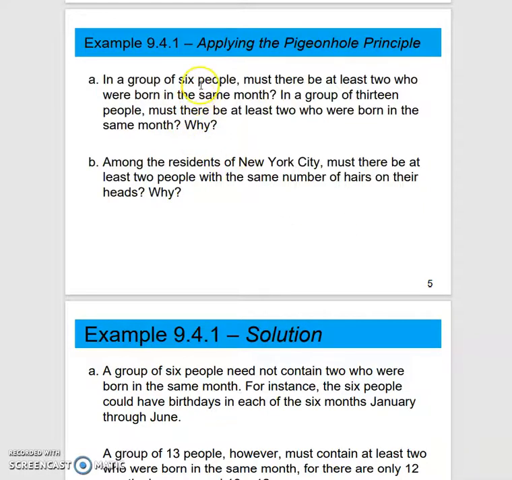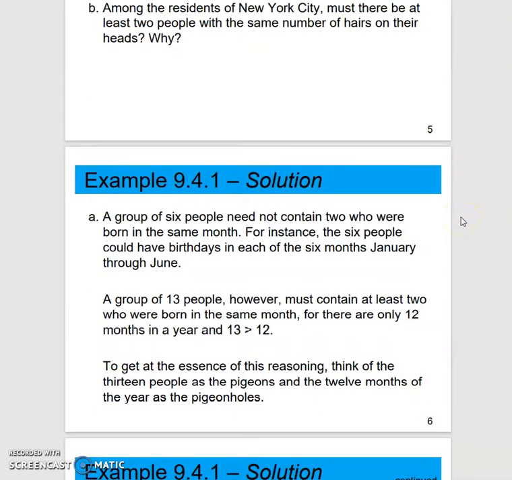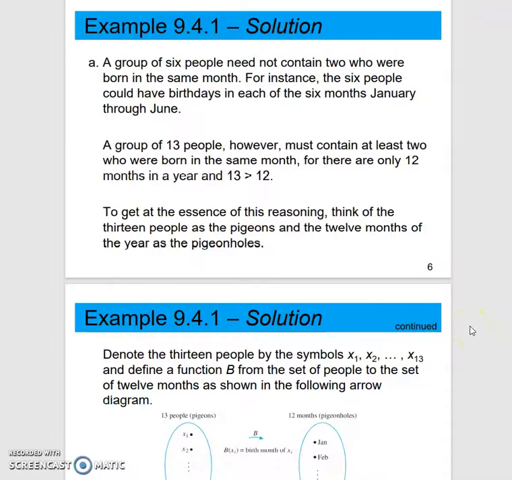So let's say we've got a group of 6 people. Must there be at least 2 who were born in the same month? In a group of 13, must there be at least 2 born in the same month? And in that case, how is that going to actually work out? Well, if we've only got 6 people, we don't necessarily have 2 that were born in the same month. We could have January through June. There's no repeat. But there's 12 months. So if we get up to 13 people, since there's only 12 months, there must be a repeat in there somewhere. And this is using that same pigeonhole principle to think about it.